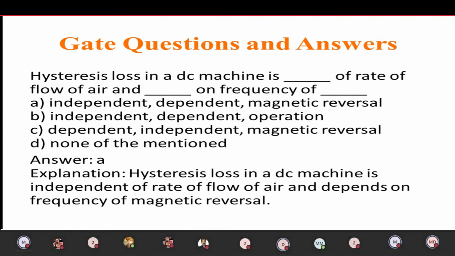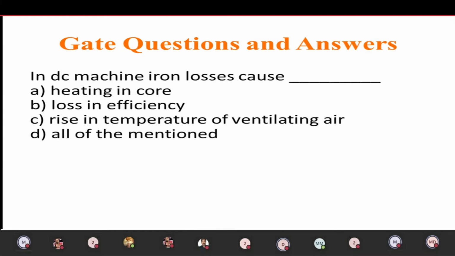Then, in a DC machine, iron losses cause heat in the core, loss in efficiency, rise in temperature of ventilating air, all of the mentioned. So, DC machine iron losses.